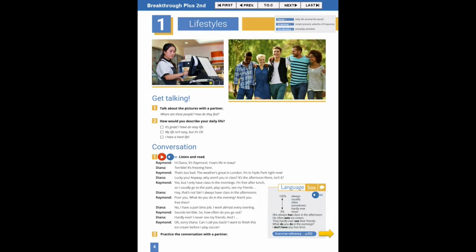Good. So example answers you could give, full sentences. Where are these people? They are at a park. They are outside. They are under some trees. They are on a path. Right? What do they do? Can't really say for sure, so use your imagination.